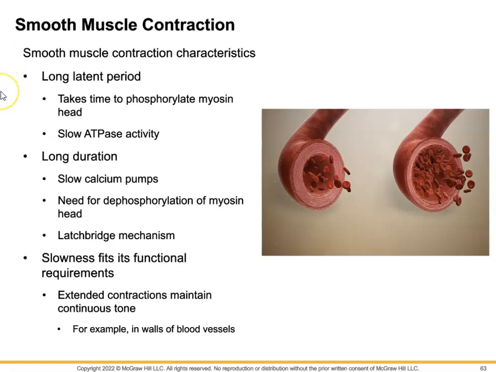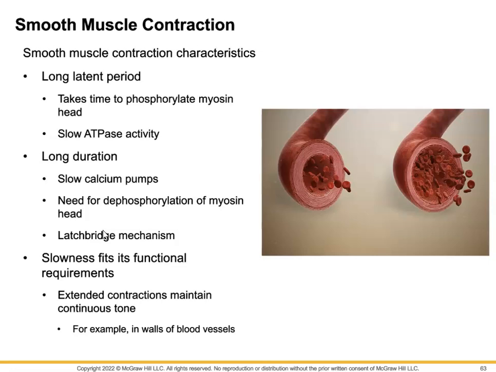So let's just take one more quick look at this. So smooth muscle contraction is a little bit different. Well, actually, it's quite a bit different than skeletal muscle. There's a longer latent period, so the whole depolarization to contraction takes longer. It takes longer to phosphorylate the myosin head, add the phosphate. The ATPase, the enzyme, is slower. There's a longer duration of contraction because the calcium pumps are slower. We have to dephosphorylate the myosin head, remove the phosphate, and we have to undo this little latch bridge. So it's a special mechanism that keeps the myosin head attached to the thin filament.